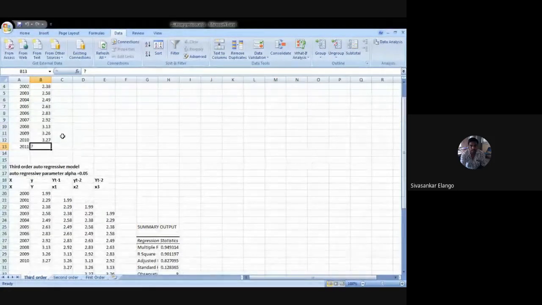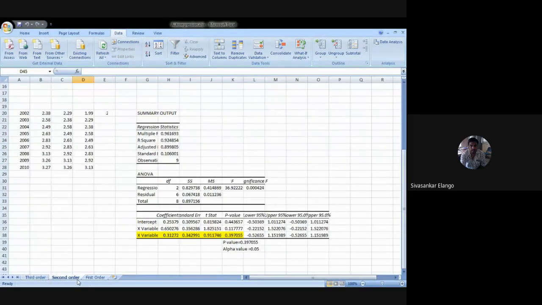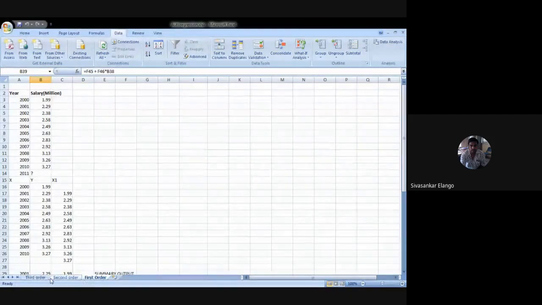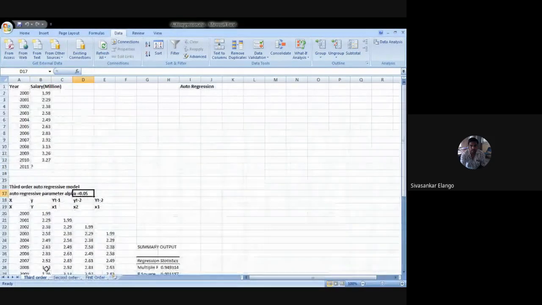So here they are using a third order regressive model. They say that the alpha value should be less than 0.05. So basically they have gone for a third order auto regression, second order auto regression, and first order auto regression, and based on that we are going to predict the values. So let me show you how this works. So let me take the problem alone.